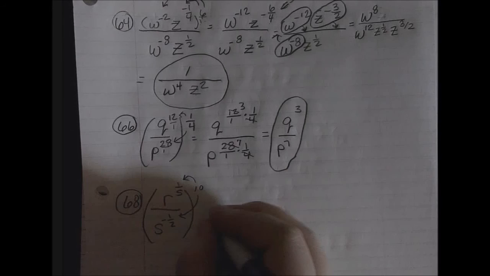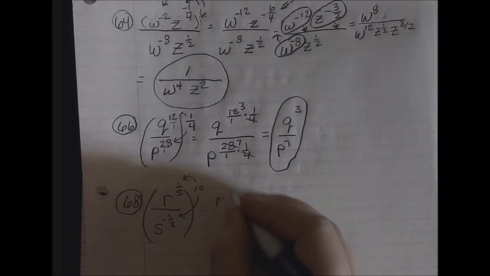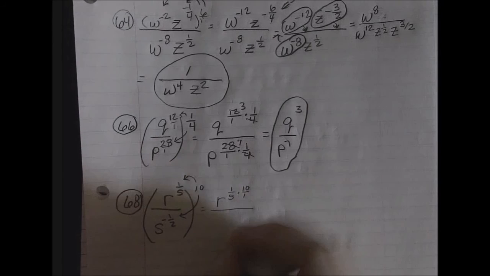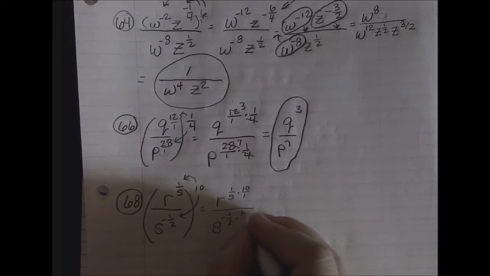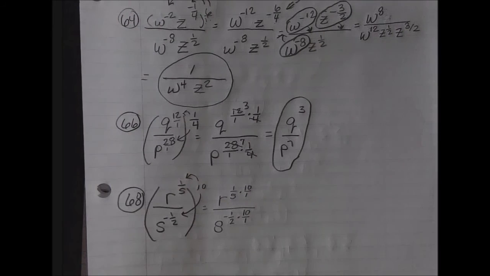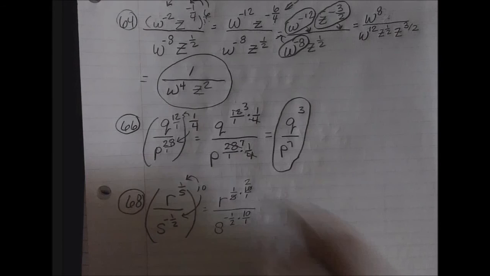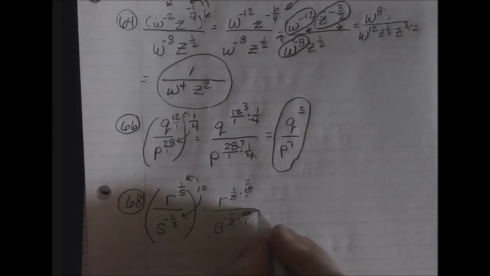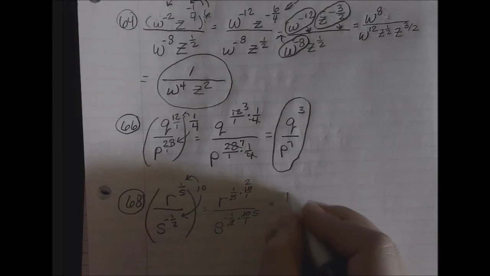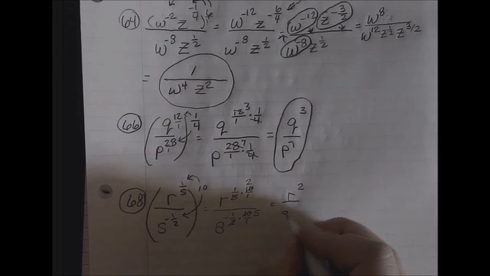So that's going to give me r to the 1 over 5 times 10 over 1 divided by s to the negative 1 over 2 times 10 over 1. Remember, we put the 10 over 1 so we can see what our numerator and denominators are. So the 5 goes into 10 2 times, 2 goes into 10 5 times. So I'm left with r squared over s to the negative 5.